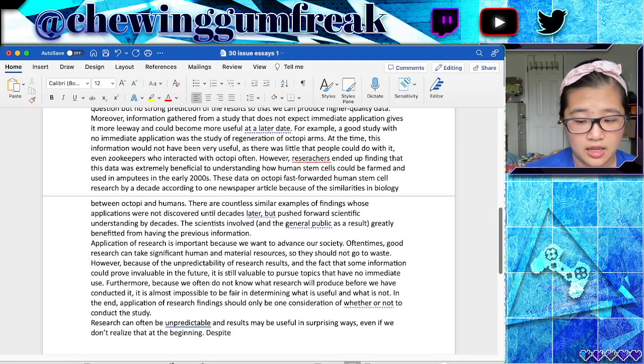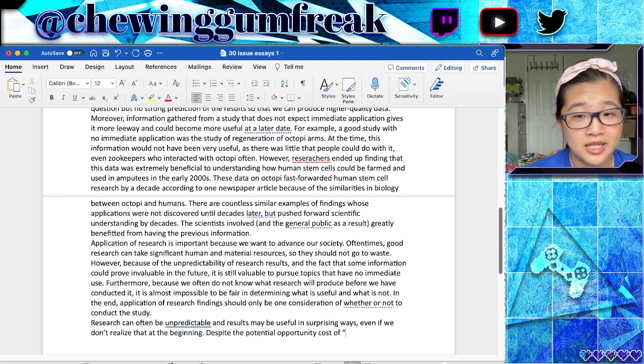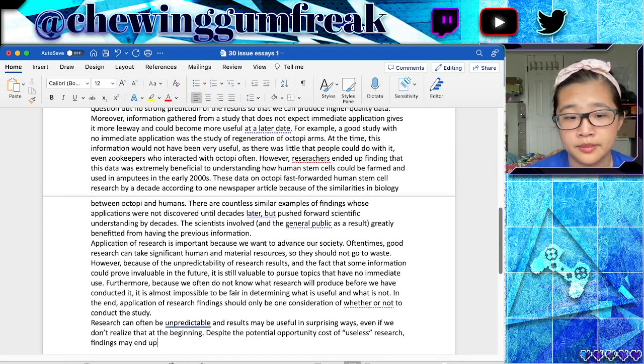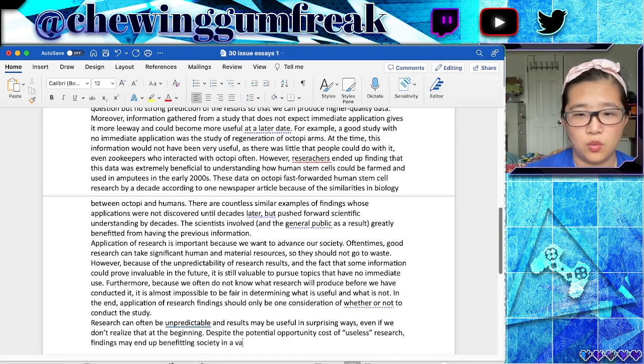Despite the potential opportunity cost of useless research, so talking a little bit about that concession, findings may end up benefiting society in a variety of ways.